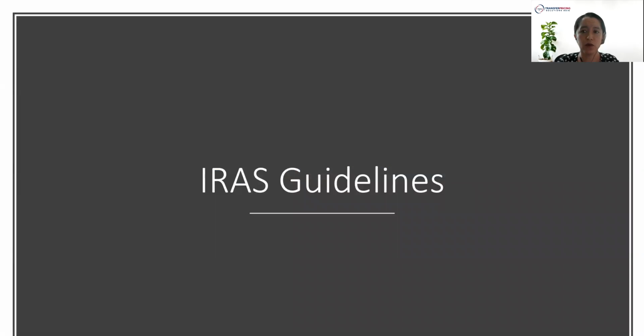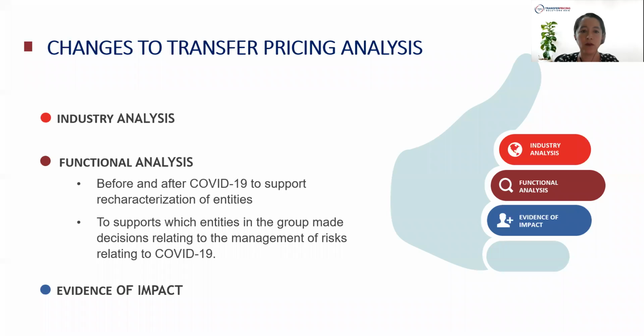So as you all know, or if you don't know, the IRAS issued TP guidelines in September 2020 to advise on the impact of COVID-19. And that TP guidance covered basically 4 key points. One was the need of preparing an industry analysis to support the impact of COVID-19 in your industry. For this, what is important is a robust analysis with reliable data that show evidence of the impact in the industry.